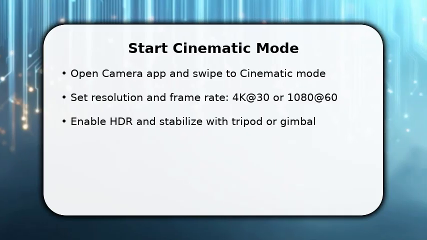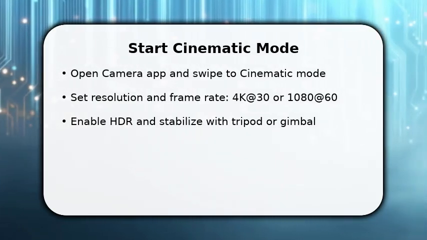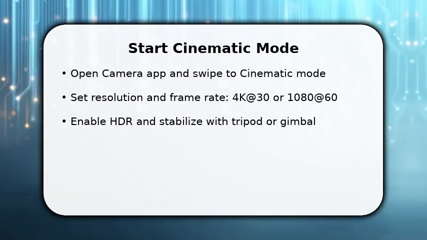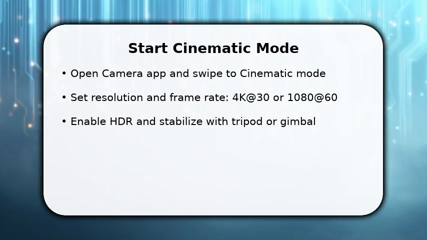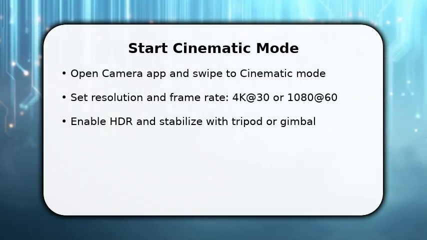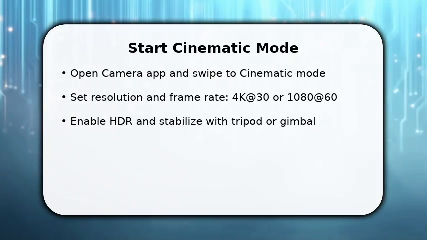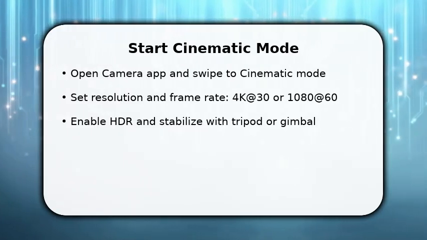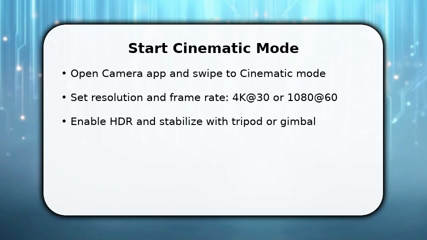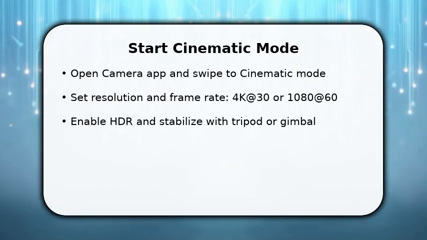You begin by launching the camera and switching to cinematic mode. This engages depth mapping and subject tracking immediately. Tap the resolution and choose 4K at 30 for maximum detail or 1080 at 60 for smoother motion, because higher frame rates reduce motion blur. Once done, enable HDR to preserve highlights and shadows, and stabilize the phone with a tripod or gimbal to keep depth transitions smooth while you frame your first shot.